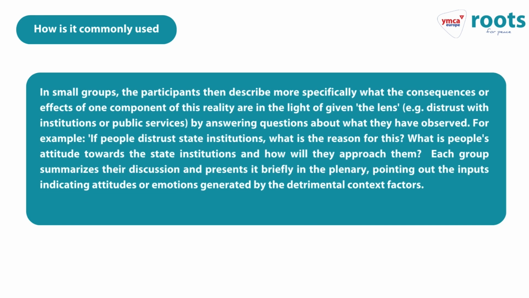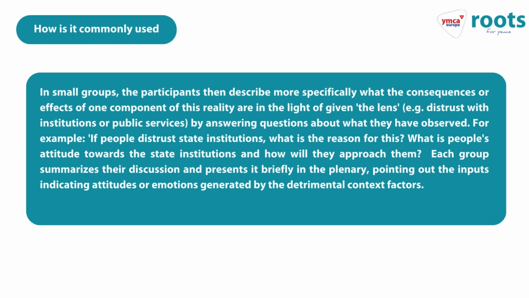In small groups, the participants then describe more specifically what the consequences or effects of one component of this reality are in the light of the given lens, for example distrust with institutions or public services, by answering questions about what they have observed. For example, if people distrust state institutions, what is the reason for this? What is people's attitude towards the state institutions and how will they approach them?